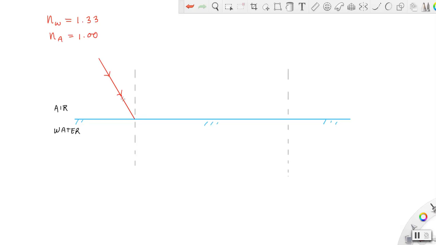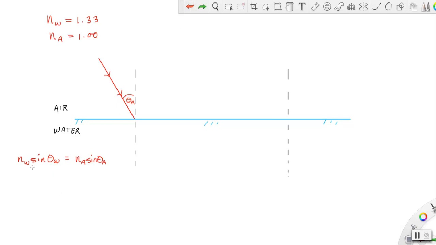So we're going to take our angle here as the angle in air, and our next angle will be the one in water. So we can easily solve for this. We have 32 degrees, so we can say here index of refraction of water times the sine of the angle in the water will be equal to the index of refraction in air times the sine of the angle in air. And we solve for the angle in water is what we're looking for.